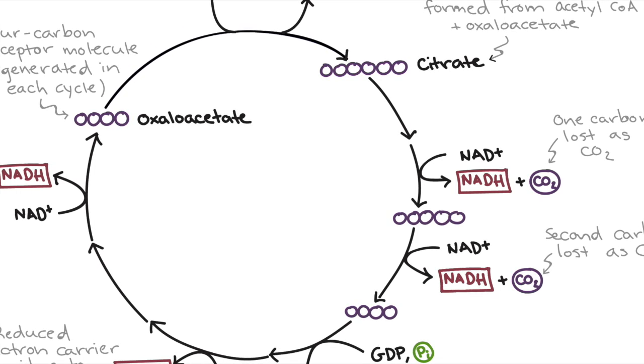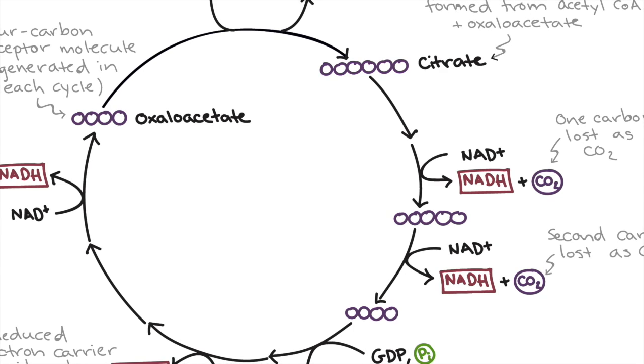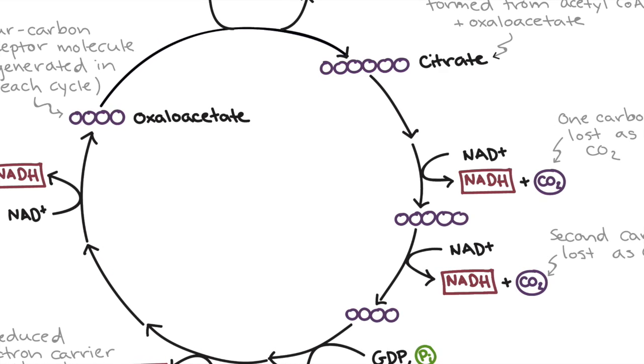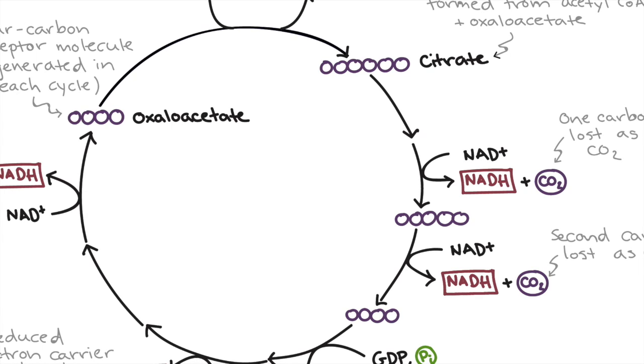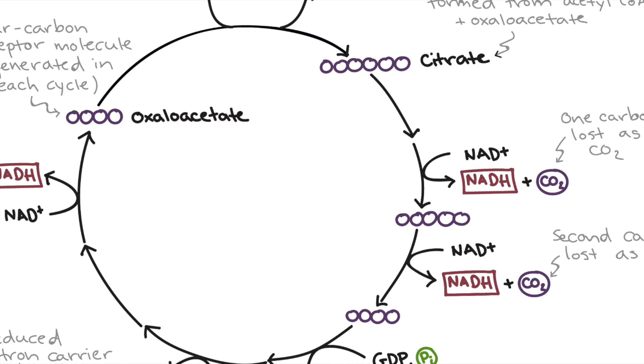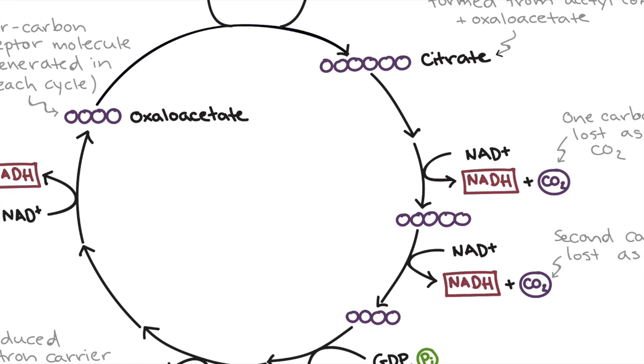How many steps are present in the cycle then? The cycle includes 8 major steps. And how many products are there? 2 carbons enter from acetyl-CoA and 2 molecules of carbon dioxide are released. 3 molecules of NADH and 1 of FADH2 are generated and 1 molecule of ATP or GTP is produced.